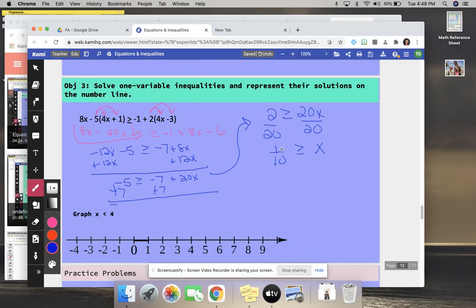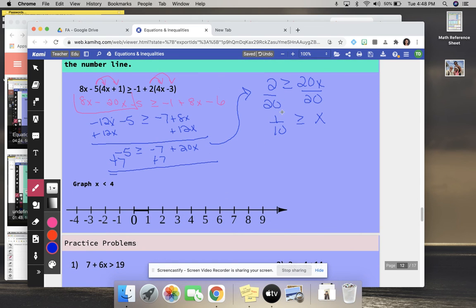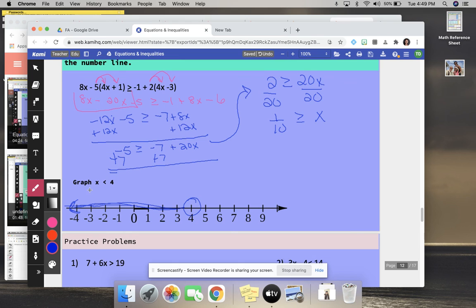All right. So all of the numbers that are less than this, so x is less than or equal to 1/10, or 1/10 is greater than or equal to x. So now we have graphing x is less than 4. So again, open circle, and it's less than 4. All of these values to the left.